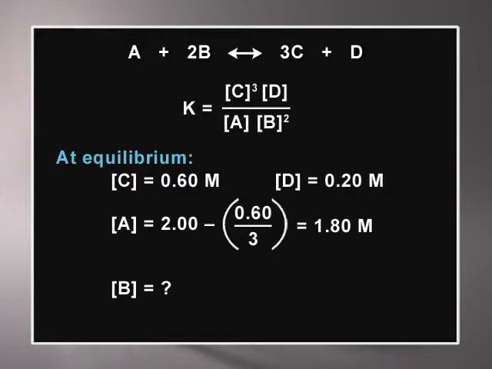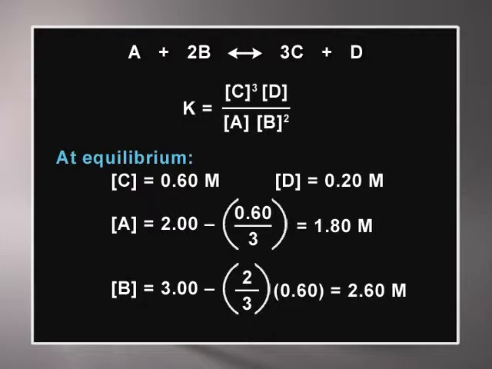Similar reasoning. I start with 3 moles per liter of B. Here the stoichiometry is a little more tricky. I use up 2 moles of B for every 3 moles of C produced. So if I produce 0.6 of a mole per liter of C, I will consume 2/3 that much, which turns out to be 0.4 of a mole per liter of B. Starting with 3 moles per liter and consuming 0.4 of a mole per liter will leave me with 2.6 moles per liter of B remaining at equilibrium.